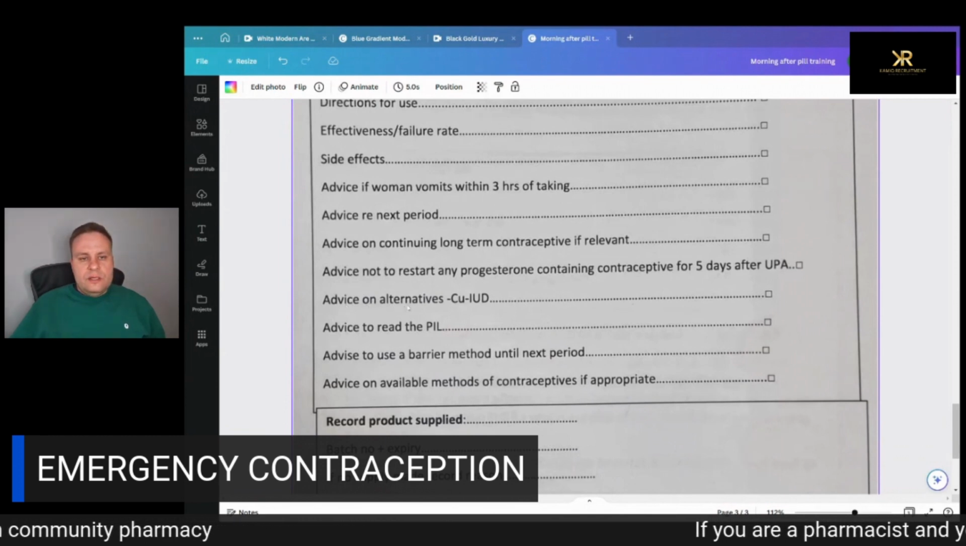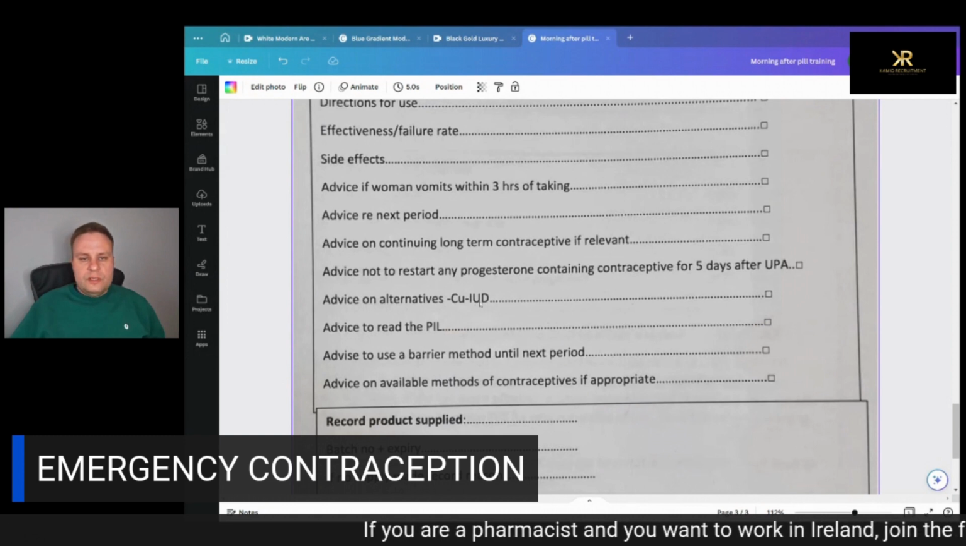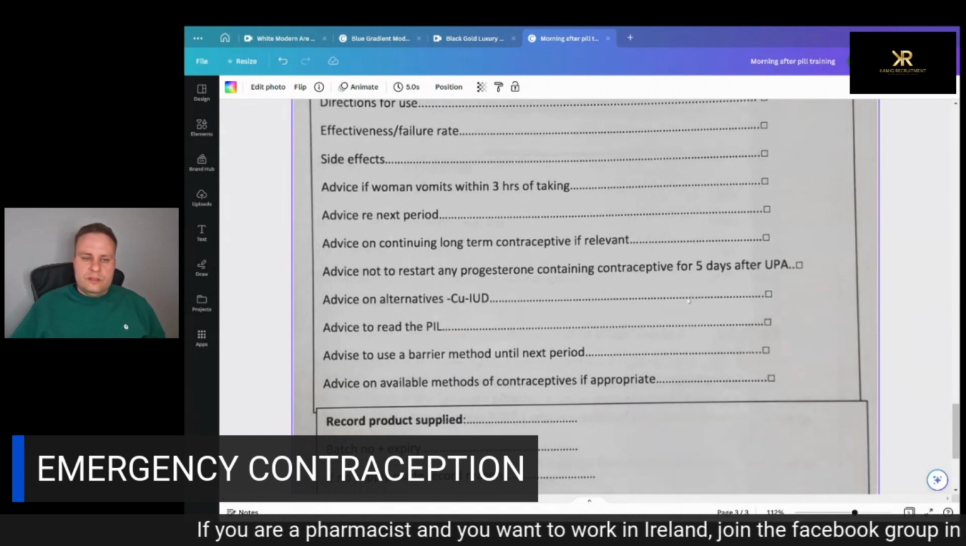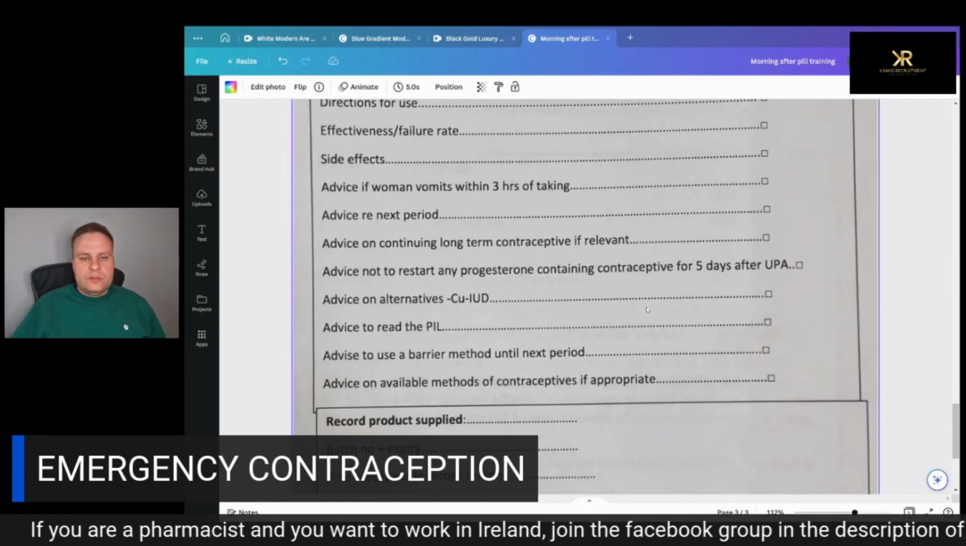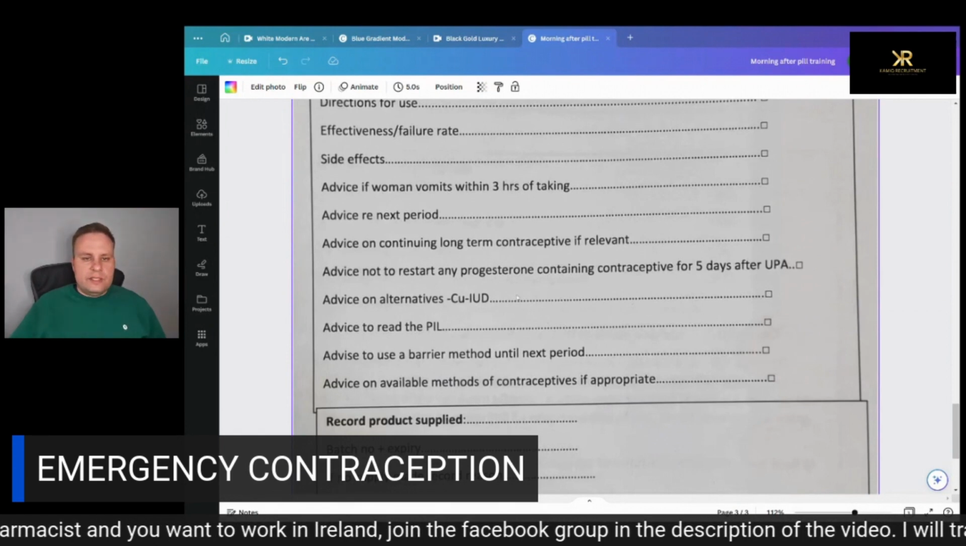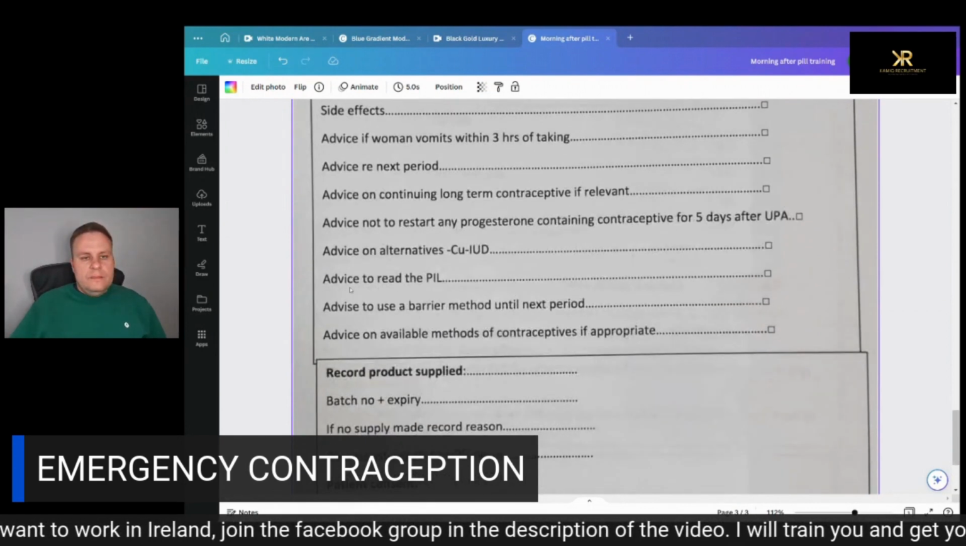Advice on alternatives. Like I said, the copper intrauterine device, you can give her advice that there is an alternative, so she could have that installed.